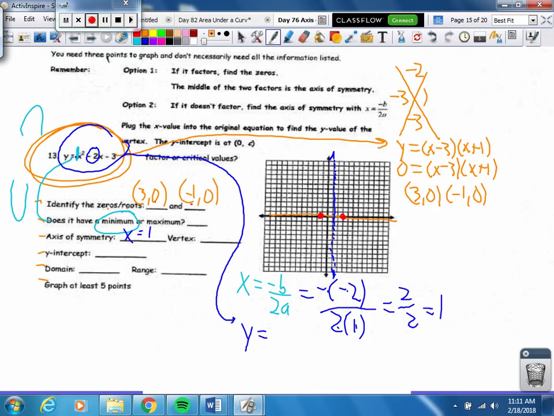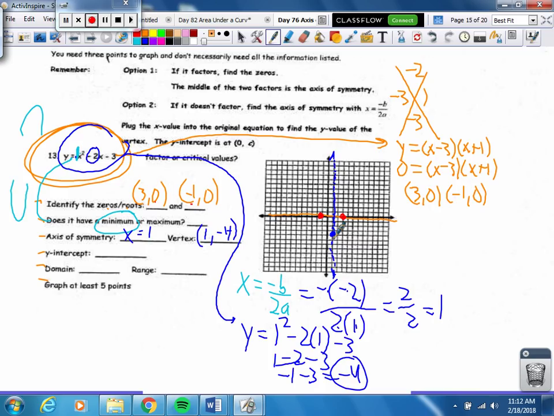So, plugging in the 1. That's going to be 1 squared minus 2 times 1 minus 3. So that's 1 minus 2 minus 3. 1 minus 2 is -1. Minus 3 is -4. So it's 1, -4. Okay, 1, 1, 2, 3, 4. Boom, right there. So I got that.